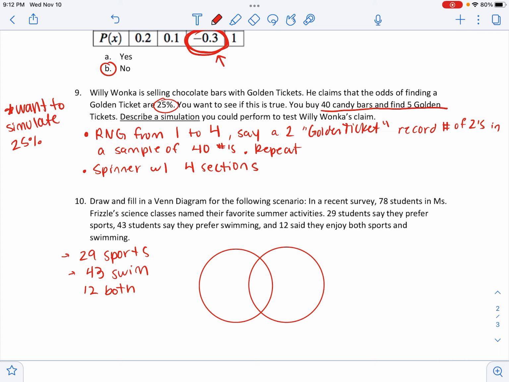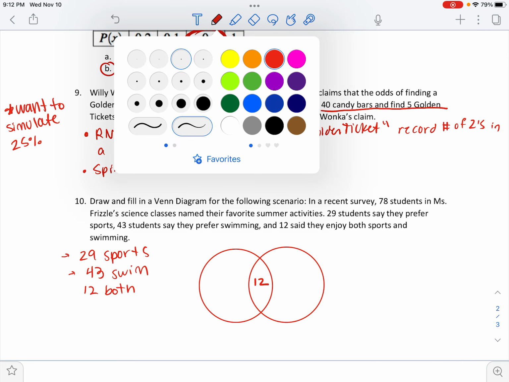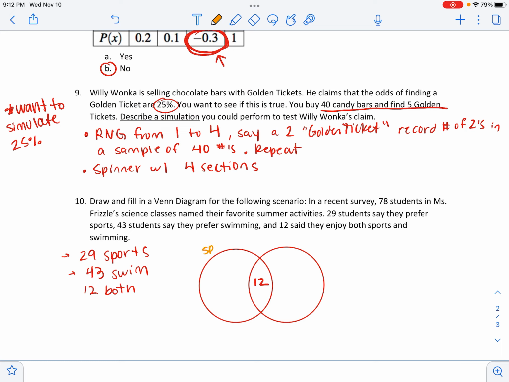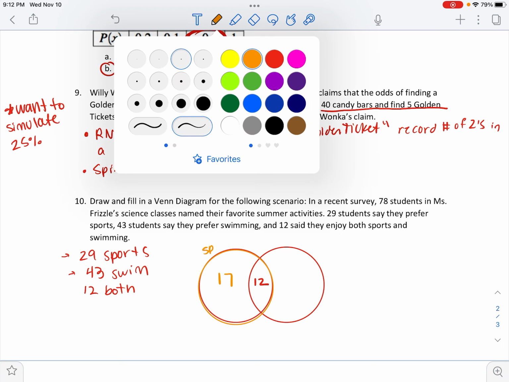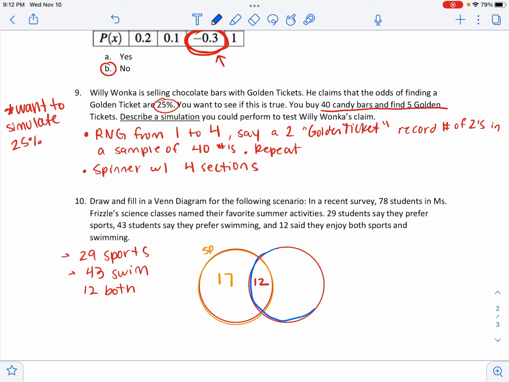So when I first fill this in, I can put the people who like both in the middle. But I need the circle for sports. I need this whole circle to add up to 29. So right now there's already 12 in that circle. I'm going to do 29 minus 12. There are 17 students who chose just sports. Same thing for swimming, right? Here's my swimming circle. I need the circle itself to add to 43. So 43 minus 12, 31 students chose just swimming.